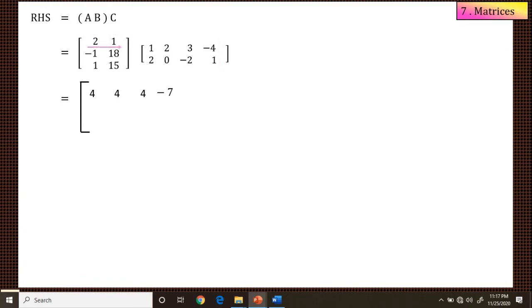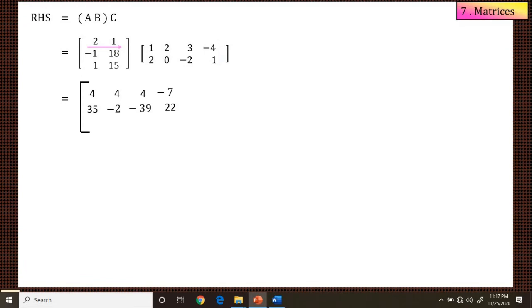Next two elements are written by following second row elements with the first column elements operating. You will get a 35, and with the second column if you operate minus 2, and with the third column you will get minus 39, and with the fourth column elements if you operate you will get 22. So this completes second row elements.